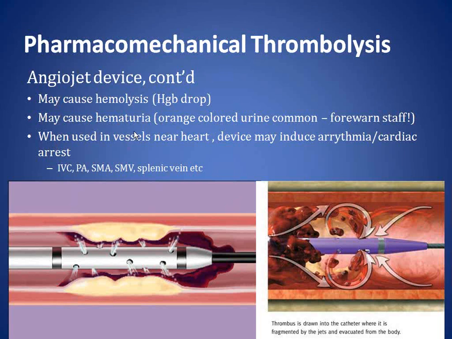When used in vessels near the heart, it can cause arrhythmia. So I've treated clot in the portal vein where the patient basically went asystole. So if it's a central clot, you have to be cautious because it can happen. You're not supposed to use it in the IVC, the pulmonary artery, these types of places, SMA, SMV, clinically, because it can happen. I don't know why. The physiology is beyond me, but it's a mechanical or an electrical thing that interferes with the cardiac conductivity. So good for legs and arms, not so good for IVC and central veins.